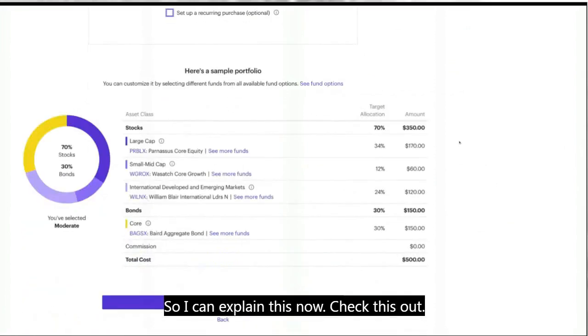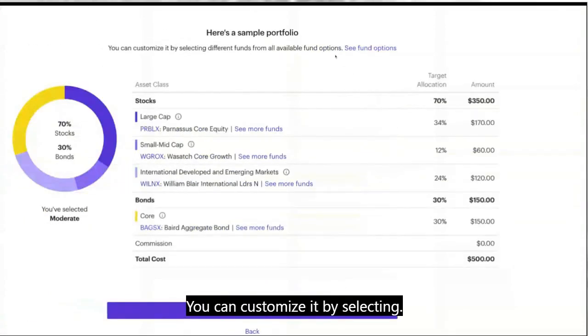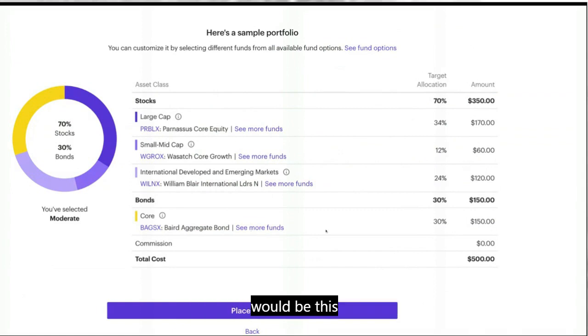Now check this out. Here's a sample portfolio. You can customize it by selecting. So I can customize this, but here's the one that was selected for me. My target allocation is 70%, so $350 of the 500, and 34% would go into Parnassus Core Equity. 12% would go into small and mid cap. 24% would go into international. 30% would go into bonds, and it would be this one right here.